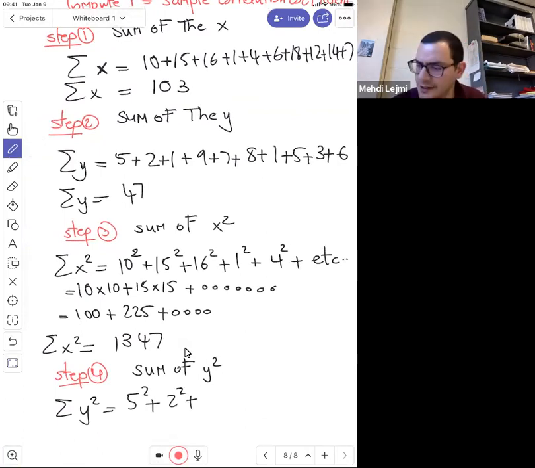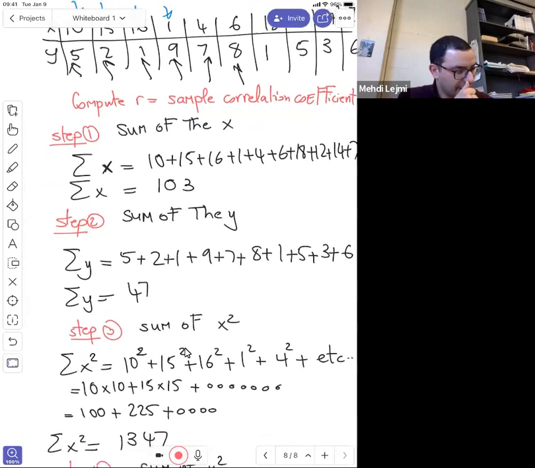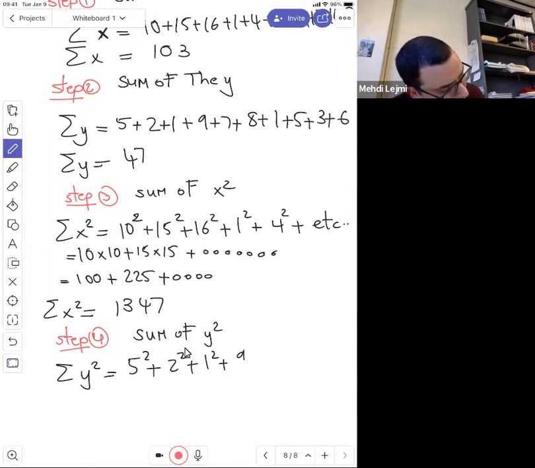Next y is 1. That's 1 squared. Next y is 9, right? So we have 5, we have 2, then 1, 9, 7, etc. So after 1, we have 9, so that's plus 9 squared. After 9, I think we have 7, so that's 7 squared, etc.